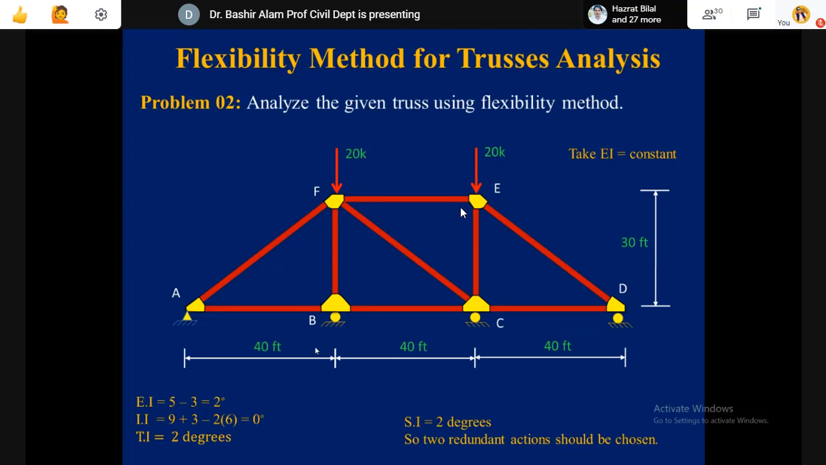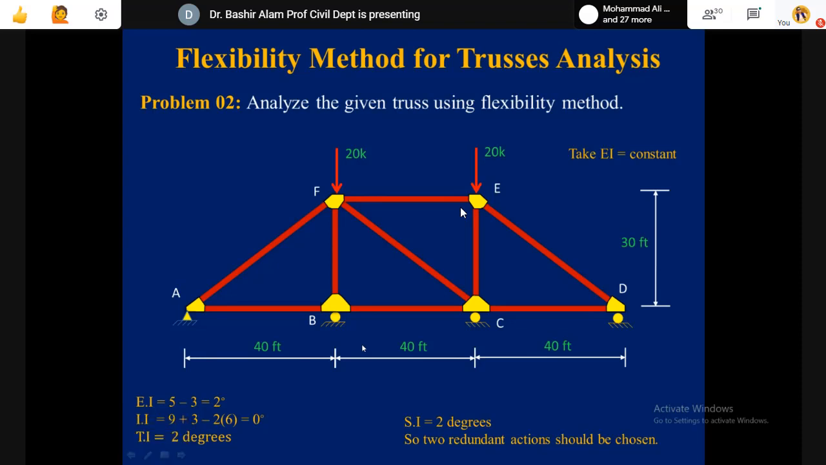At F and E we have vertical 20 kip loads applied. At A we have a hinge support and at D we have a roller support. At C also we have a roller support and at B also we have a roller support.